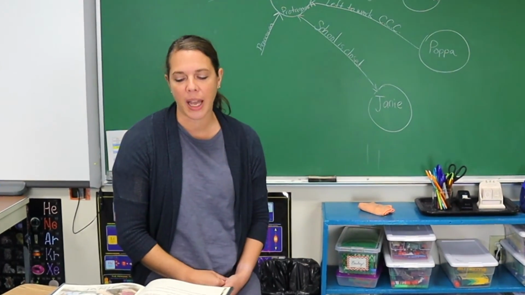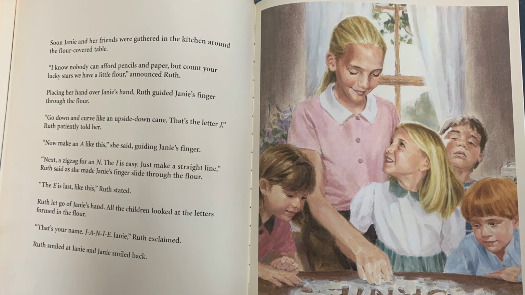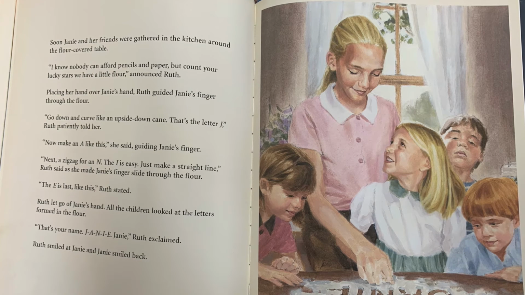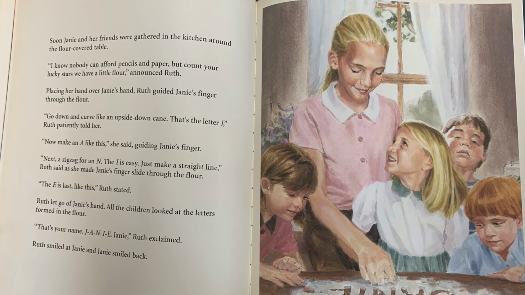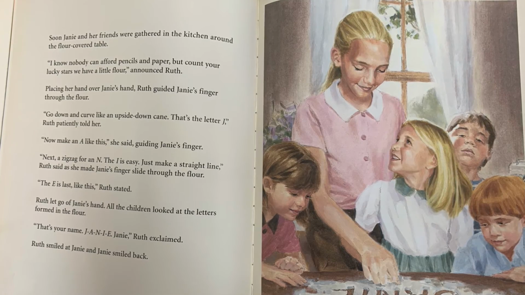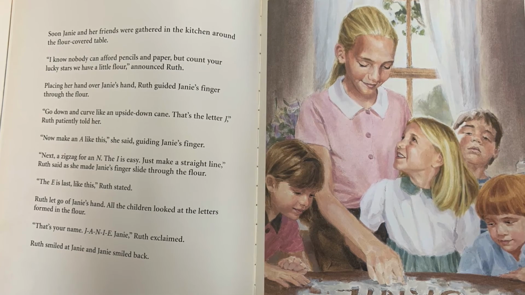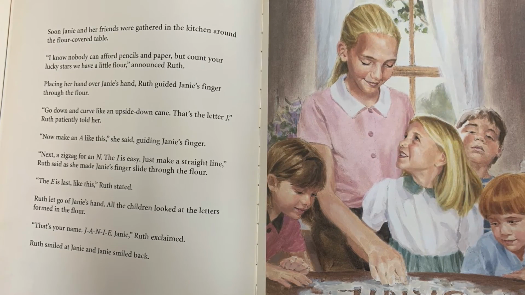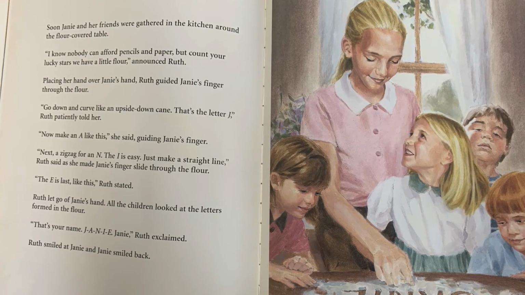Soon, Janie and her friends were gathered in the kitchen around the flour-covered table. "I know nobody can afford pencils or paper or those luxuries, but count your lucky stars because we have a little flour," announced Ruth. Placing her hand over Janie's hand, Ruth guided Janie's finger through the flour. "That's right, go down and curve left like an upside-down cane. That's right, that's the letter J," Ruth patiently told her.